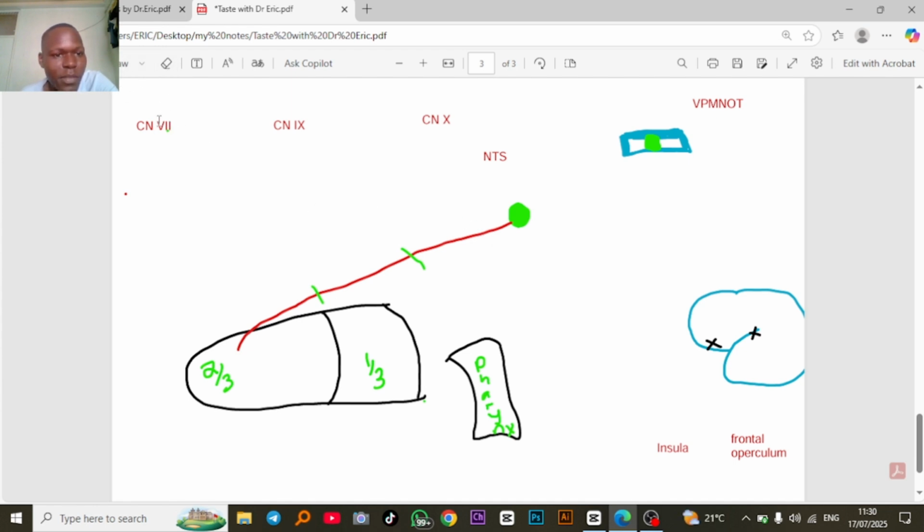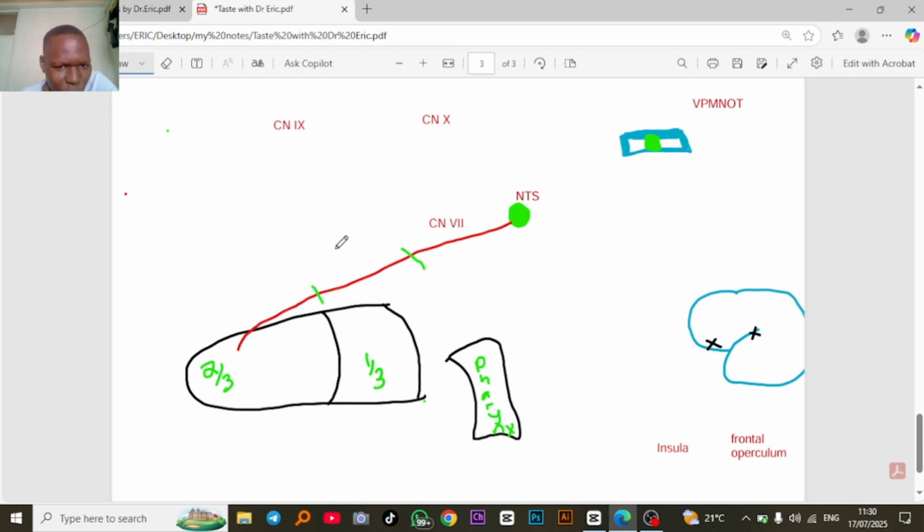We get? So I'll bring this here. So this is the cranial nerve 7 itself. So where is it going first? It will first go to a station in the medulla, which is known as the nucleus tractus solitarius. So this is the region where all the nerves from the taste buds will first synapse.